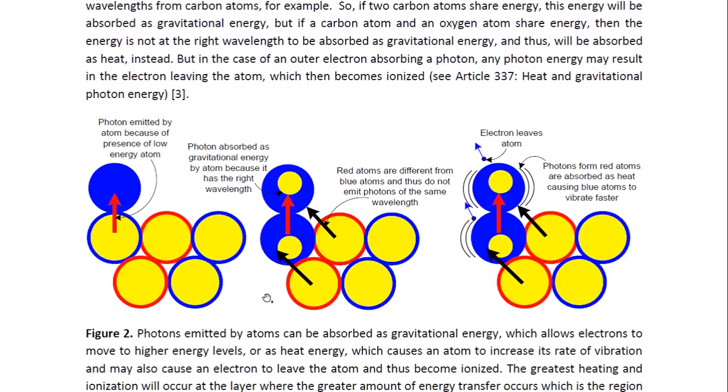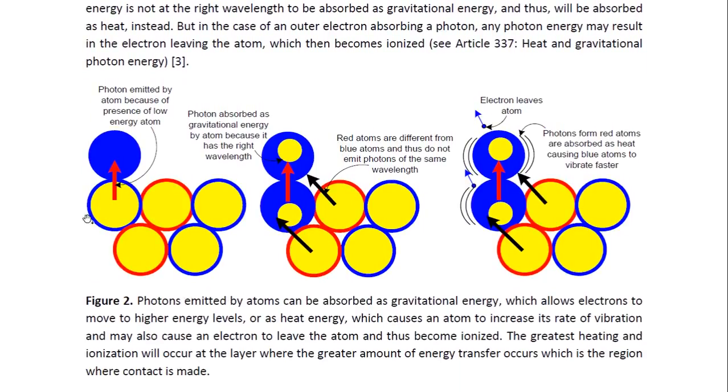And this process is illustrated here, where the blue circles represent atoms that are the same type, and the red circles represent other type of atoms. So it could, for example, be oxygen atoms as blue and carbon atoms as red. And now what we have here is an atom that has approached another atom, and the yellow represents gravitational energy. So this atom has a lot of gravitational energy, and then this one has very little, actually none.